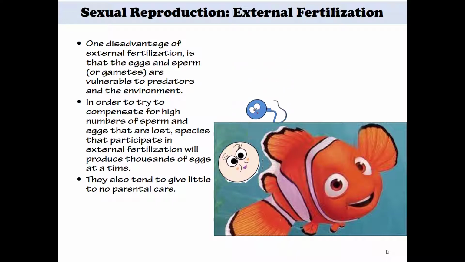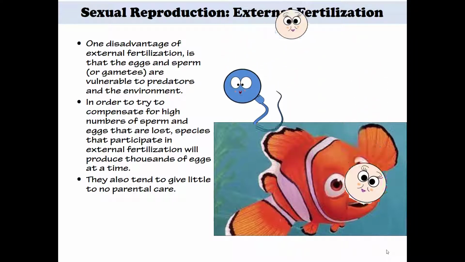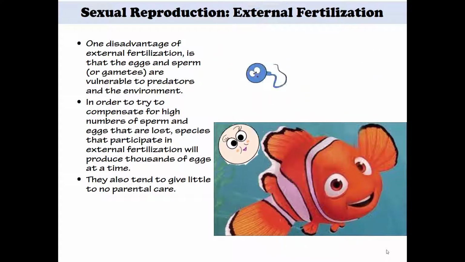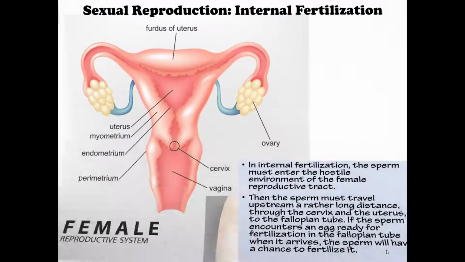In order to try to compensate for high numbers of sperm and eggs that are lost, species that participate in external fertilization will produce thousands of eggs at a time. They also tend to give little to no care to their offspring.